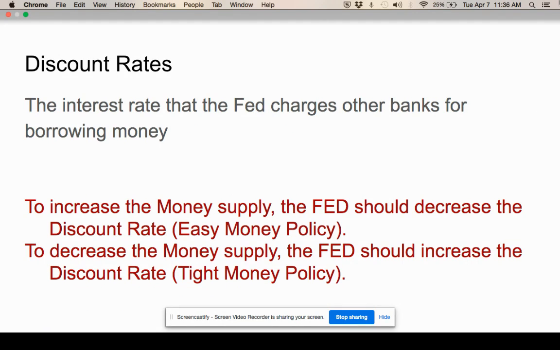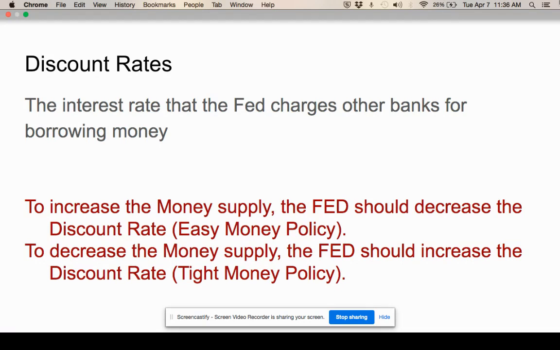Okay, so the discount rate. Again, the interest rate that the Fed charges other banks for borrowing money. To increase the money supply, the Fed should decrease the discount rate. That makes it cheaper for commercial banks to borrow from the Fed, which in turn would make it cheaper for us to borrow from them. That's an easy money policy. The goal there is to increase aggregate demand.